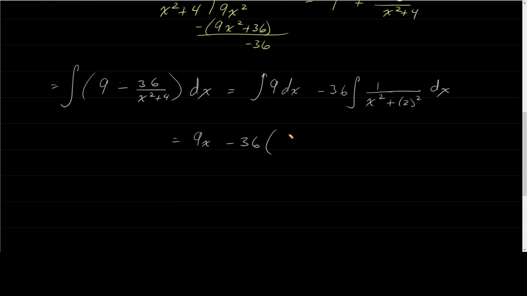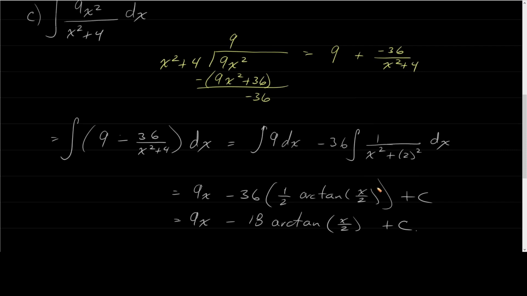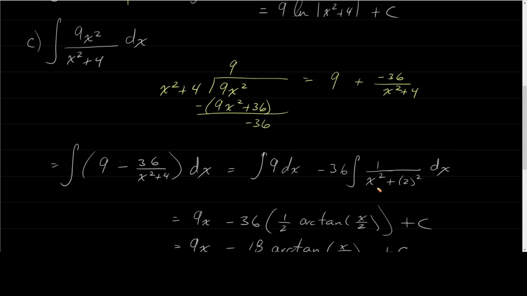So in here, what we end up with is 1/2 arctan of x over 2 plus c. So I can write my final answer as 9x minus 36 times 1/2 is 18, and we end up with arctan of x over 2 plus c. Now, that was doing long division. And again, you would do long division whenever we have the polynomial on top being at least the degree of the polynomial on bottom. So for example, if this was 9x cubed, I would still start off with long division, all right?